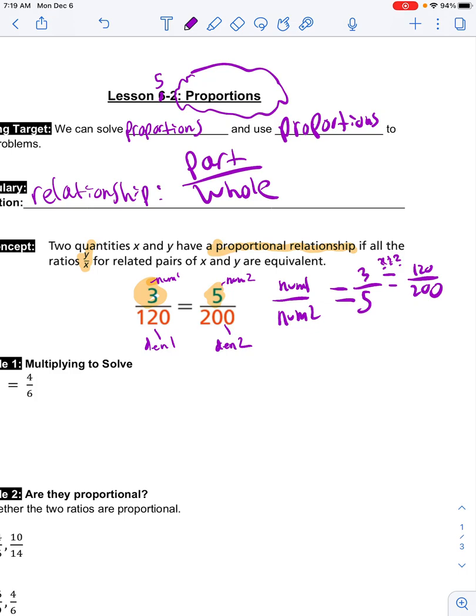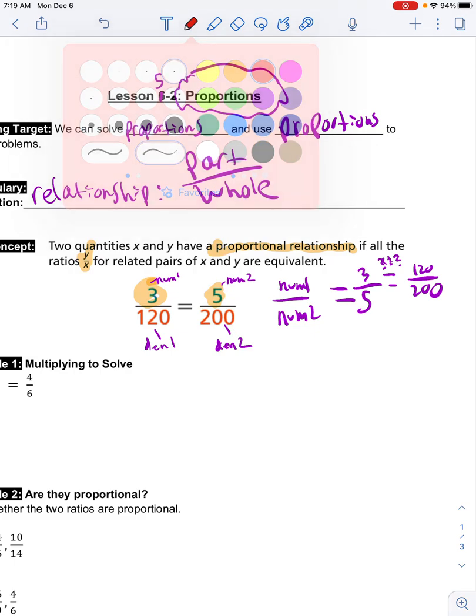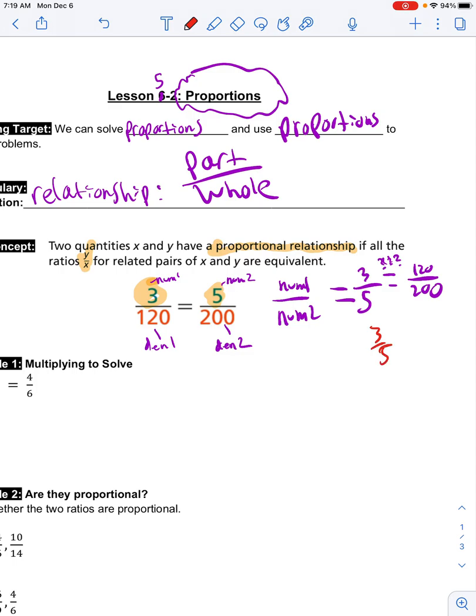And so when I get down to it, we can factor out a 20. We can factor out a 40 from the number on the right here. And I'm going to end up getting 3/5 equals 3/5. So yes, they are proportional.